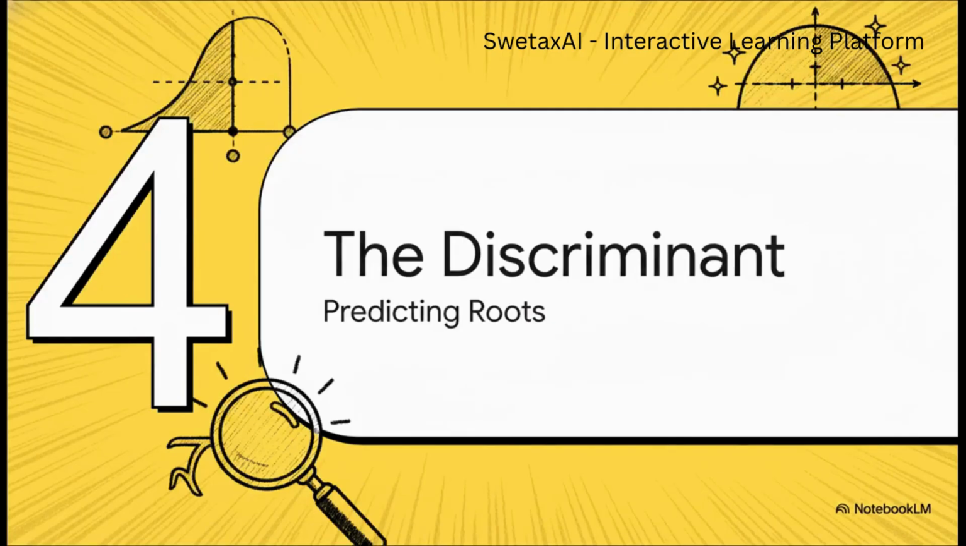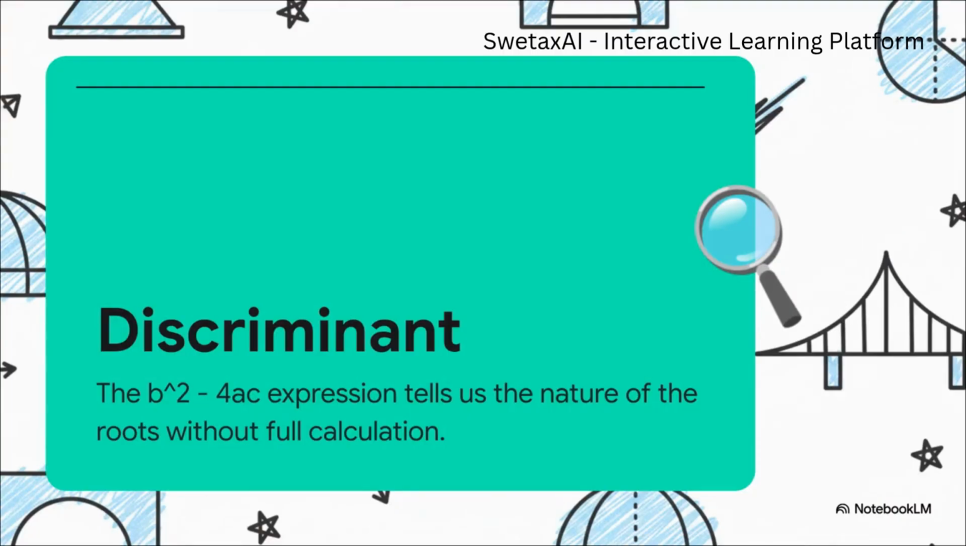Section 4. Decoding the discriminant, predicting roots. Now, what if I told you we have a mathematical root detector that literally lets us peek into the future of our graph? If you look closely at the quadratic formula, there is a very specific piece of machinery working inside it, b squared minus 4ac. This tiny expression living underneath the square root symbol is called the discriminant.